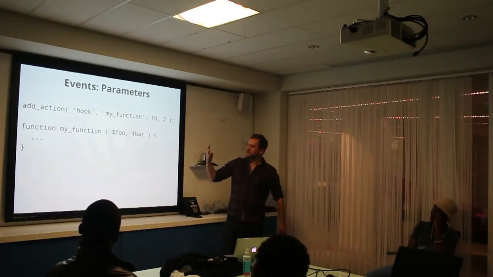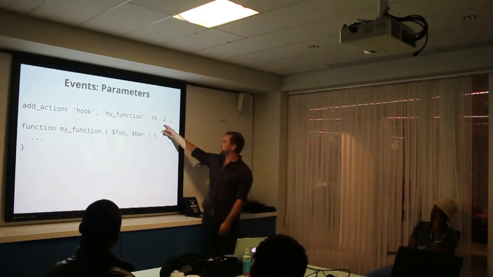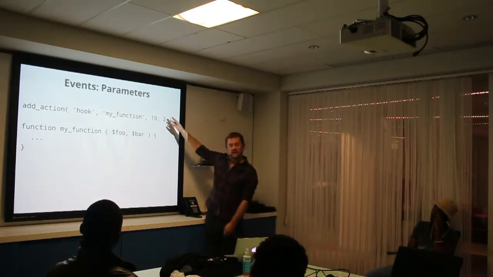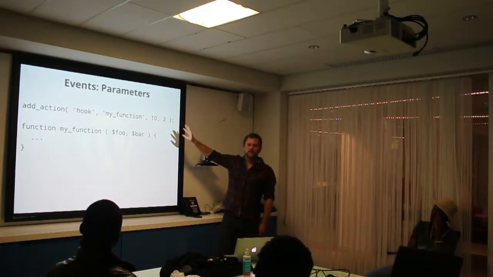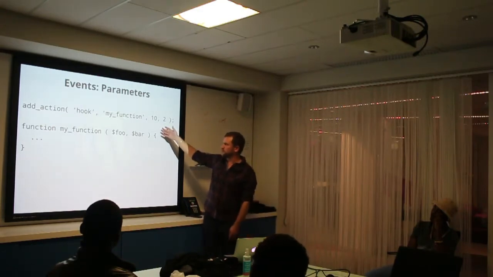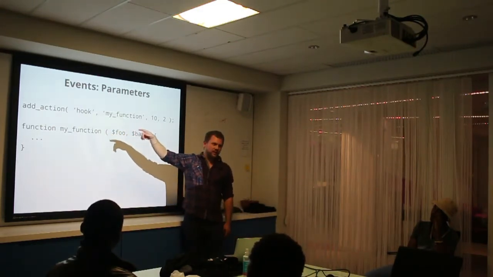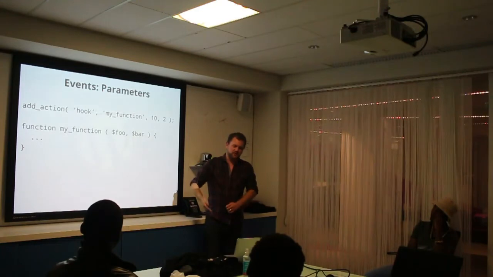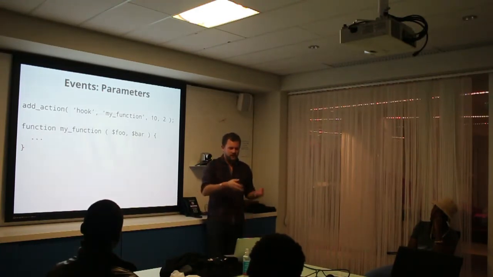And the fourth thing you can send to your add action call is parameters. By default, that's actually 0. If it's 0 or 1, you can leave it off. If it's anything over that, you need to include it. So if your hook has parameters as part of it, say you've got a hook that says do action.